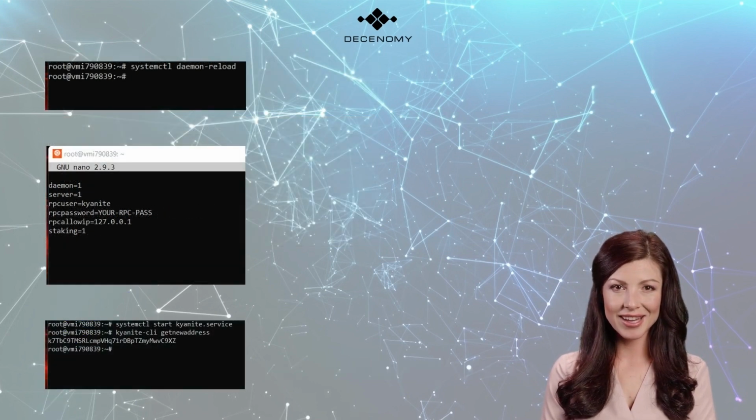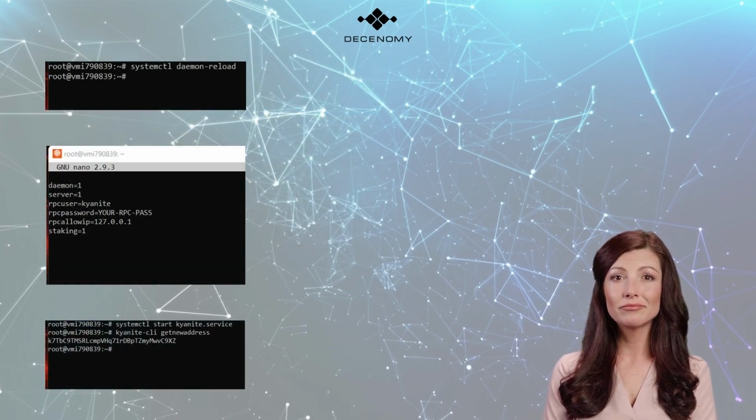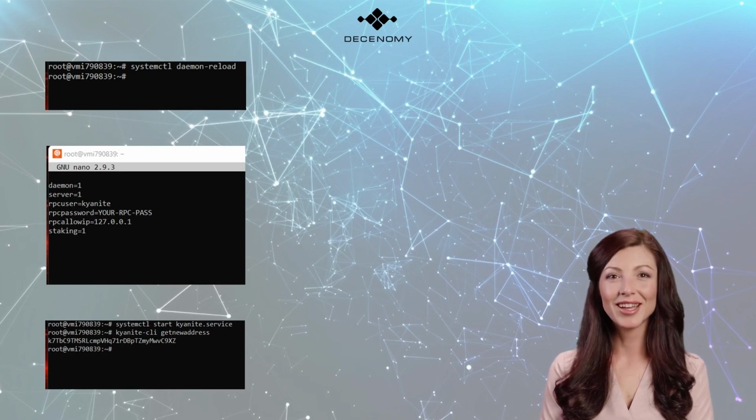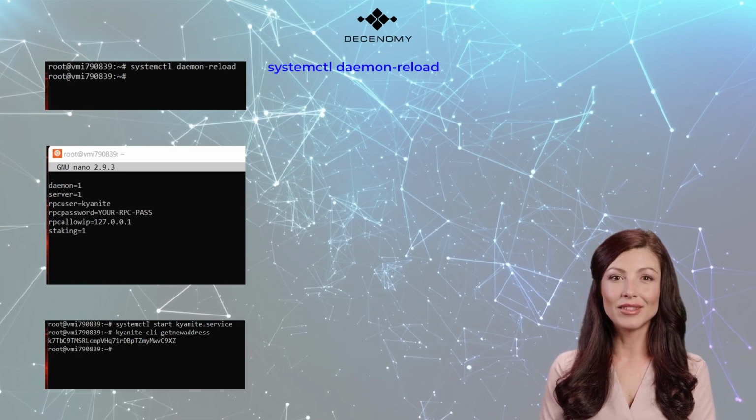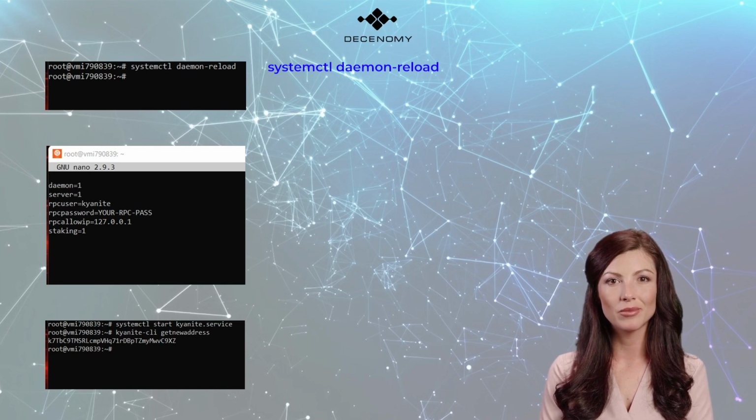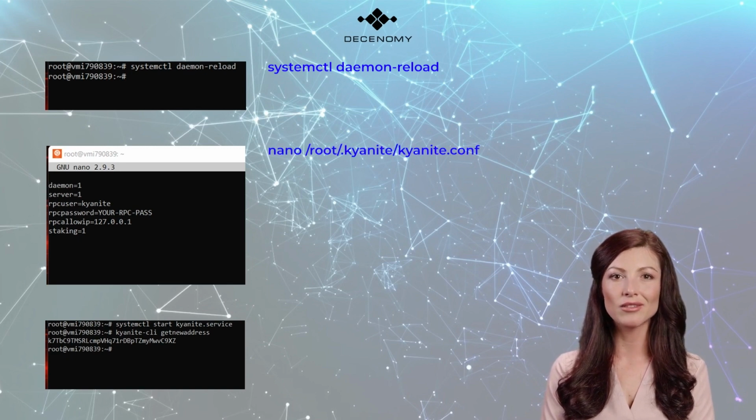We can now exit the Nano configuration and save it. To do this, we use Ctrl+X, then Y, then Enter. To apply the change, we run the following command: systemctl daemon-reload. Now we need to set up the kyanite.conf file, so we use nano again through the following command: nano /root/.kyanite/kyanite.conf. Then paste the following lines into it.